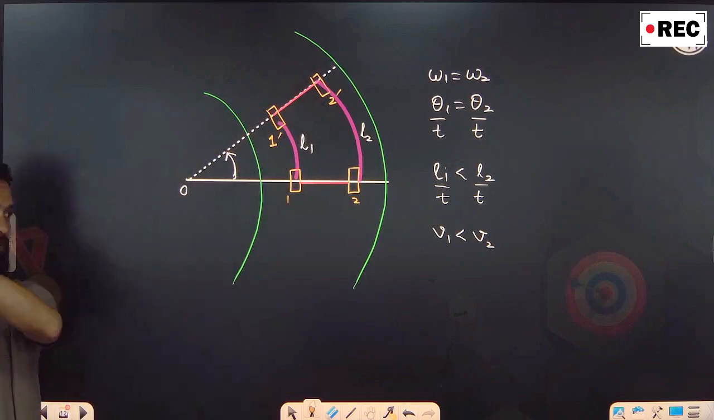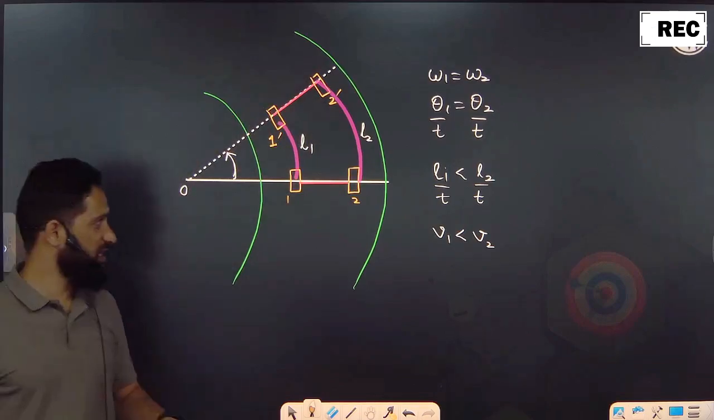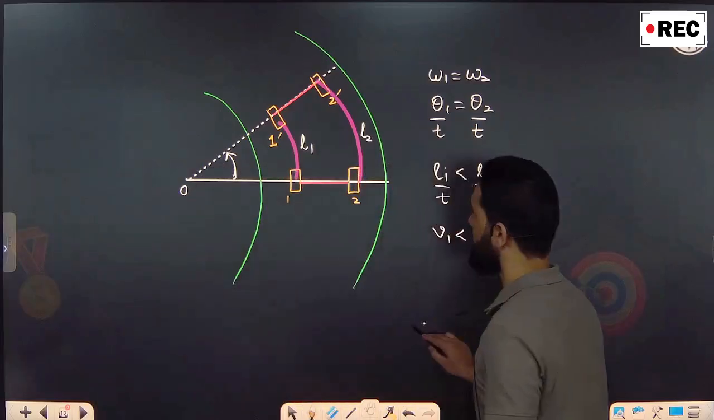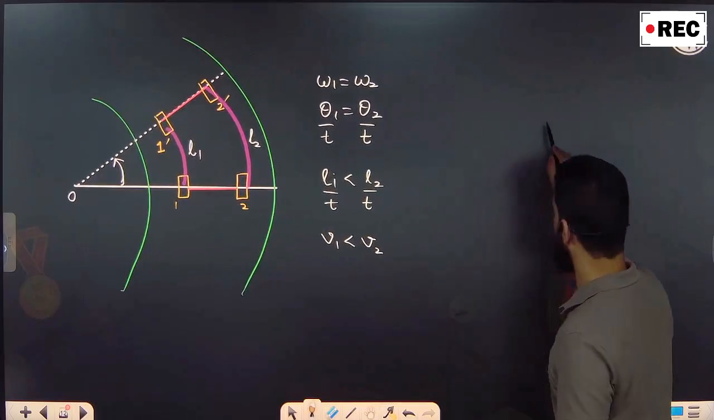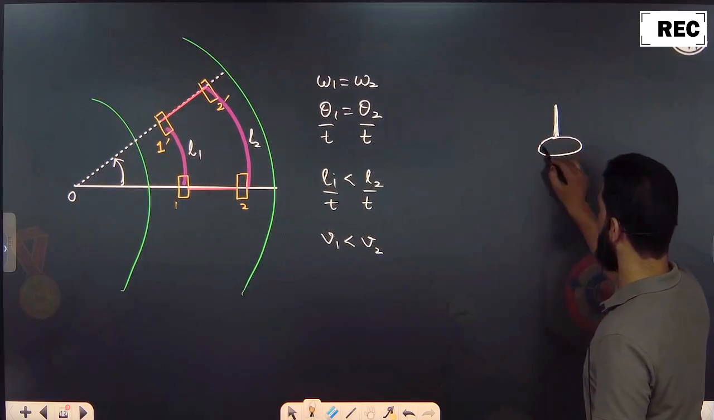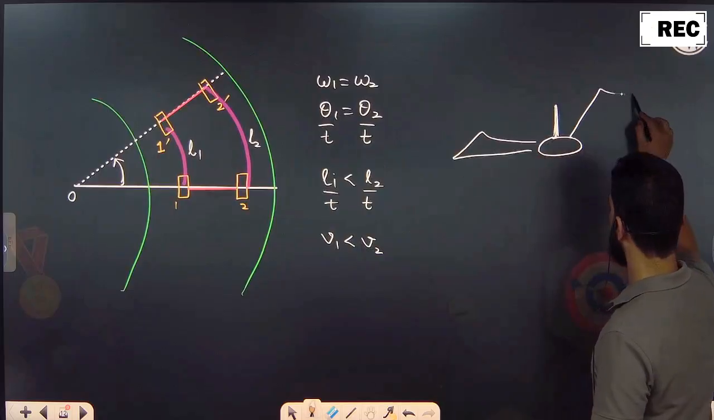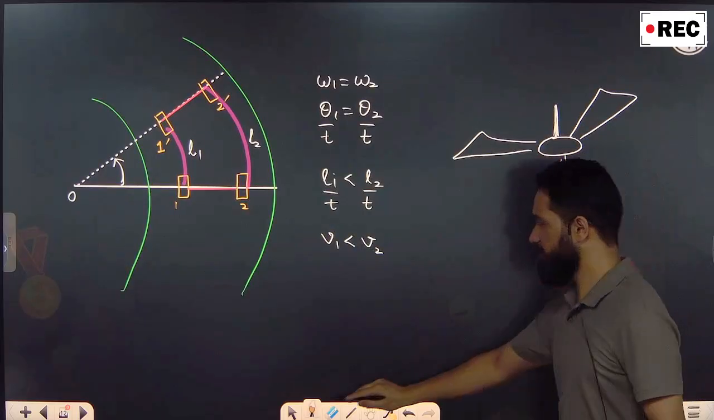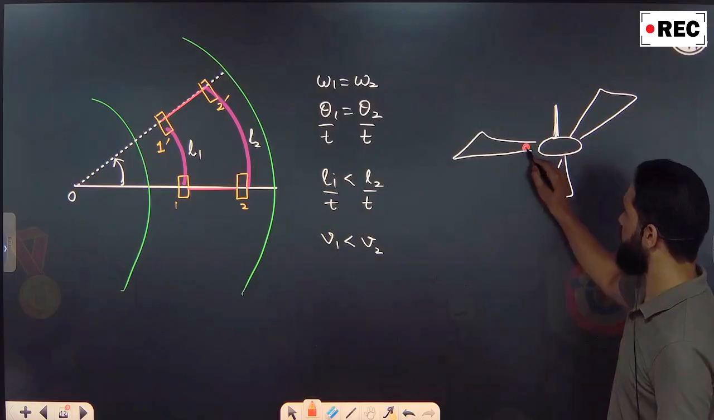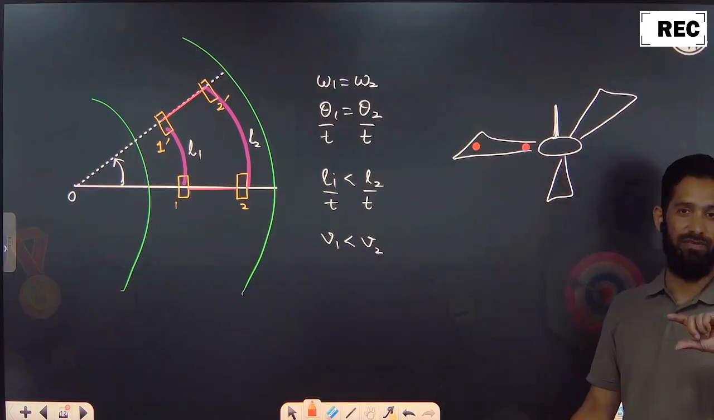In the same way, tell me the fan. In this fan, if you see the wings of the fan, this is the hub of the fan. If you see the wings, let me say I make some dots on it, dot 1, dot 2. Which one is having more omega?